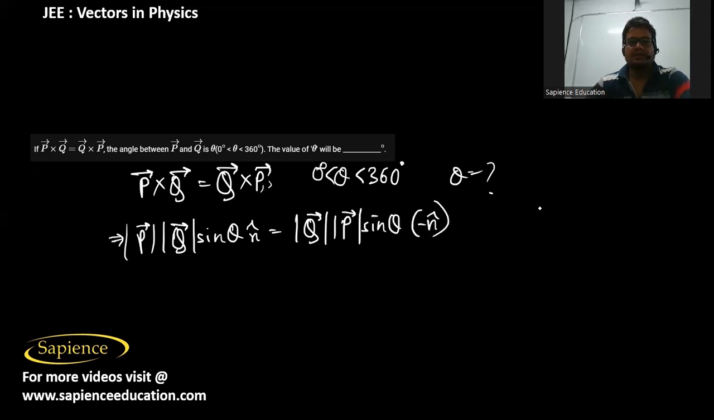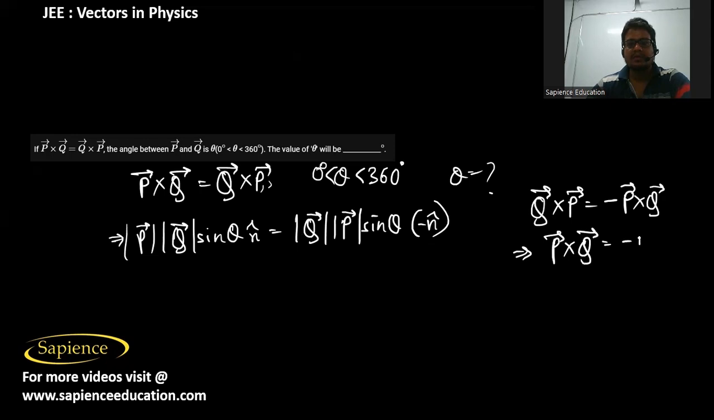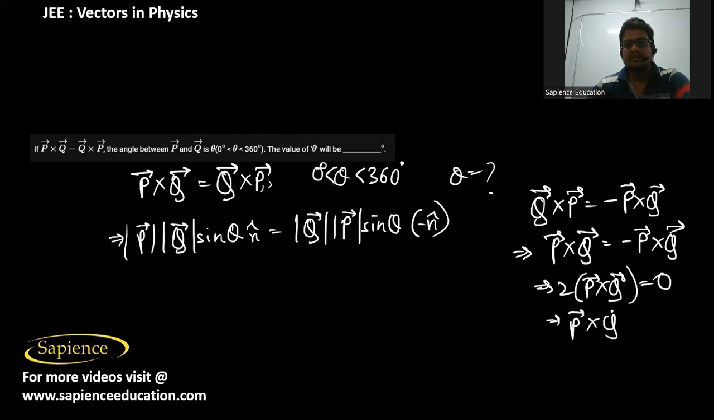Why? As you know, Q cross P is actually minus of P cross Q. So it means P cross Q is equal to minus P cross Q, so 2 times P cross Q should be equal to 0. So simply P cross Q should be equal to 0. That means magnitude of P into magnitude of Q into sine theta n cap should be equal to 0 vector.